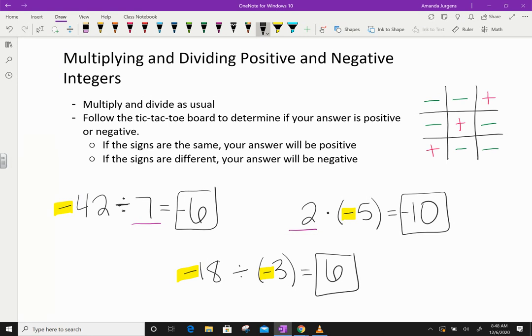Remember, follow that tic-tac-toe board and you'll be able to multiply and divide positive and negative integers correctly. Good luck!